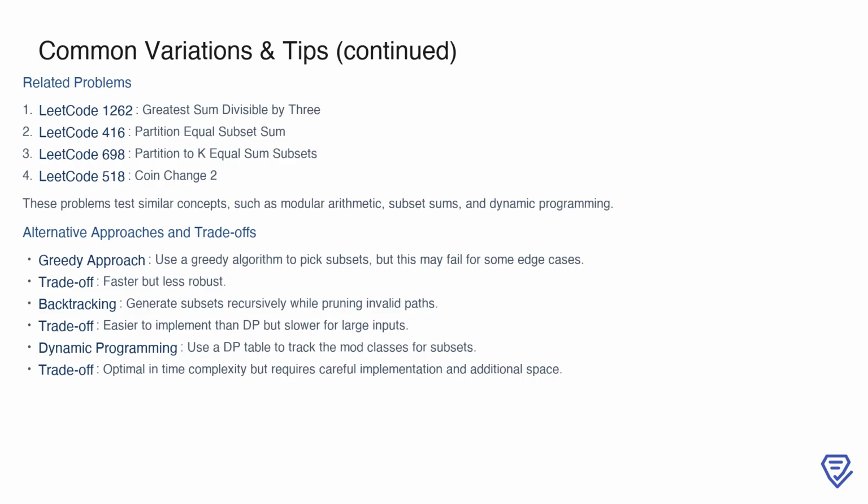A more reliable approach is dynamic programming, where you use a DP table to track the modulo classes for subsets. This method is optimal in terms of time complexity, but it demands careful implementation and additional space. Each approach comes with trade-offs, so it's important to weigh their pros and cons based on the problem's constraints.